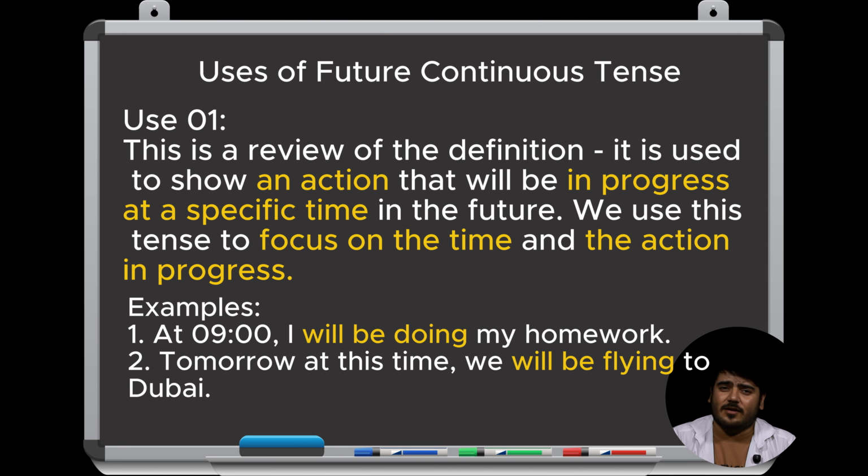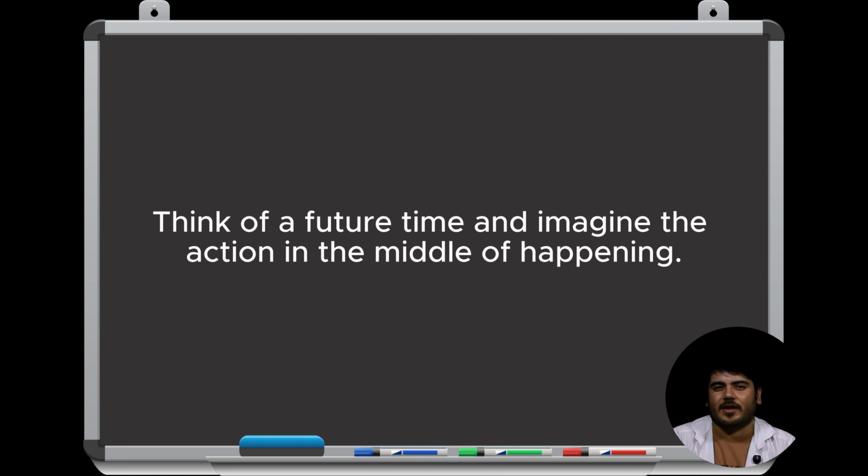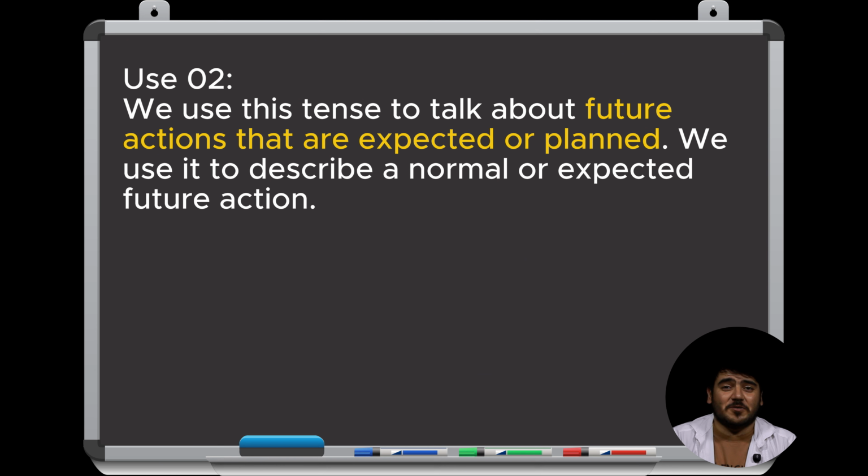Examples: at 9, I'll be doing my homework. Tomorrow at this time, we'll be flying to Dubai. Think of a future time and imagine the action in the middle of happening. Use 2: used to talk about future actions that are expected or planned. We use it to describe a normal or expected future action.